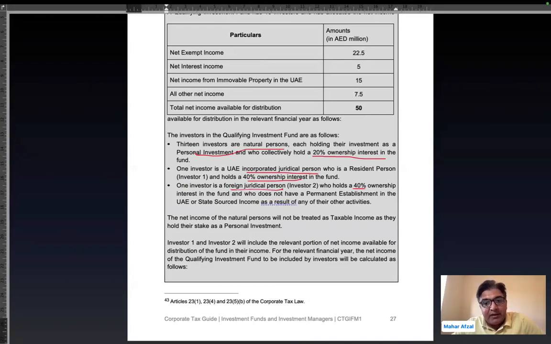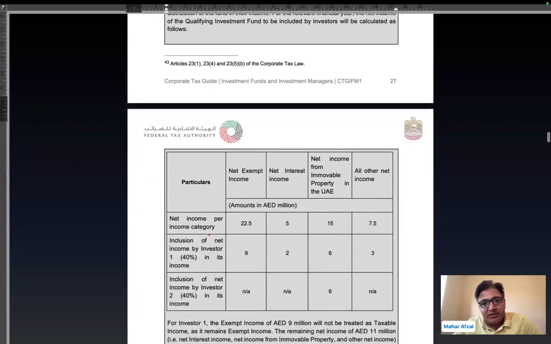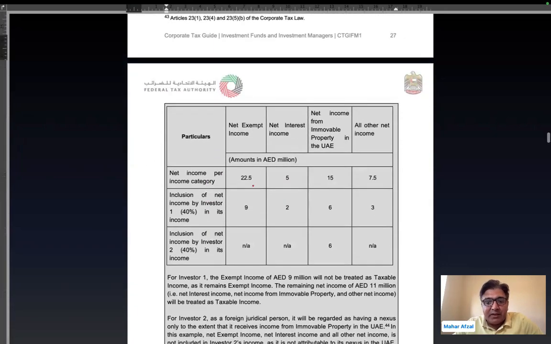The net income of the natural person will not be treated as taxable income, as they hold their stakes as a personal investment. Investor 1 and investor 2 will include a relevant portion of net income. They need to consider the relevant portion by applying an apple to apple comparison. Exempt income will remain exempt and taxable income will remain taxable based on the resident status. So this income has been classified.